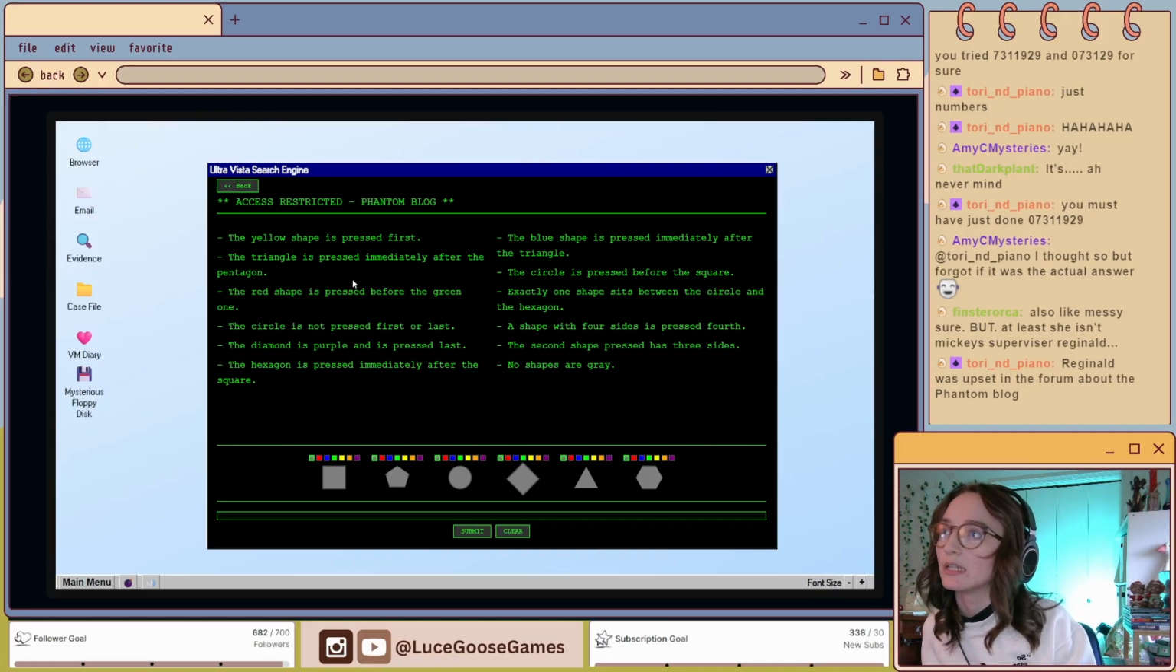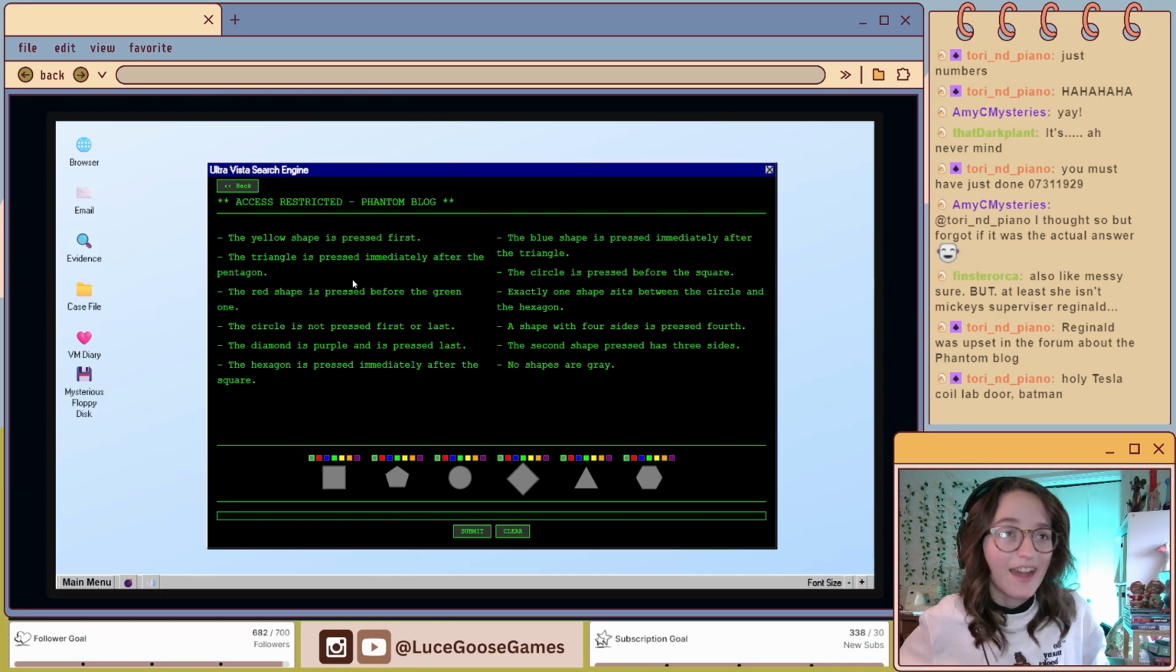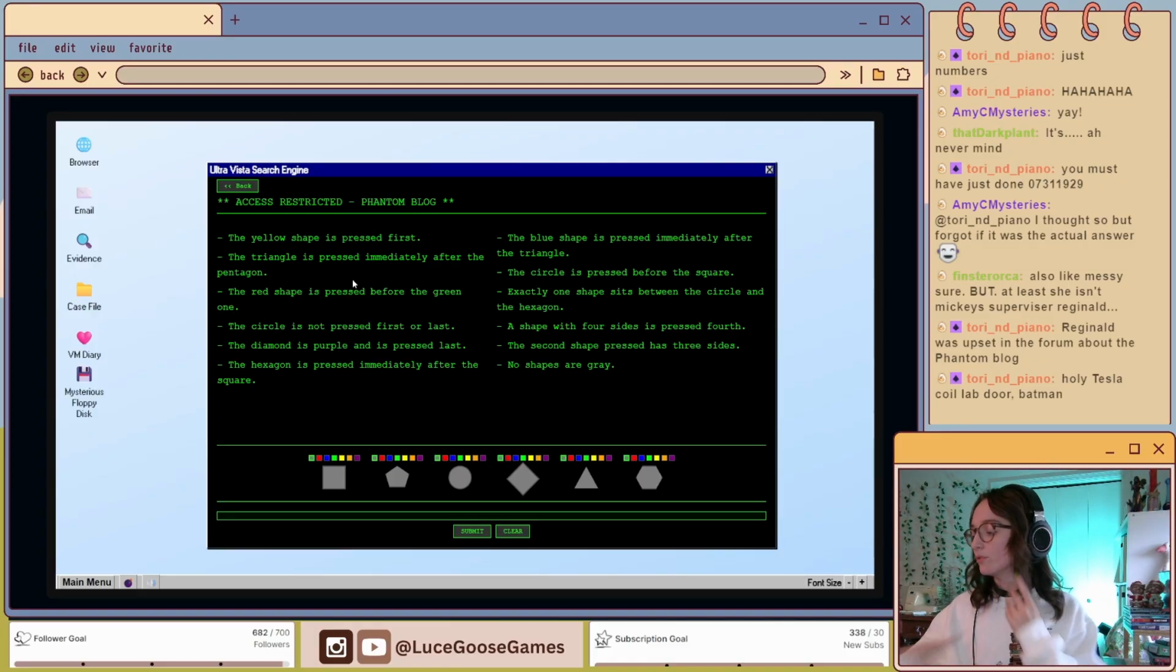Okay, access restricted. The yellow shape, oh boy. The yellow shape is pressed first. Triangle is pressed immediately after the pentagon. The red shape is pressed before the green one. The circle is not pressed first or last. No shapes are gray. Okay. I may need to write this down. I think this is the time that we need to bring out the handy dandy notebook, because woof.